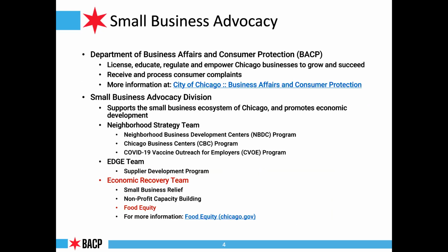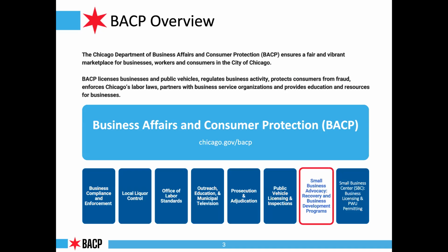All right, so a quick overview of Business Affairs and Consumer Protection. We ensure fair and vibrant marketplaces for businesses, workers, and consumers in the city of Chicago. Our office does a lot of different things, but we do things like licensing for businesses and for public vehicles that are used for those businesses, regulate business activity, and we protect consumers from fraud, ensure that businesses are following Chicago's labor laws, and partner with business servicing organizations that provide education and resources for businesses. So we work with a lot of chambers of commerce. You'll see there at the bottom the economic recovery programs, which this urban agriculture land access application falls under, highlighted in red.